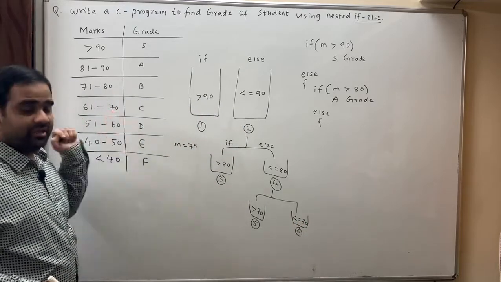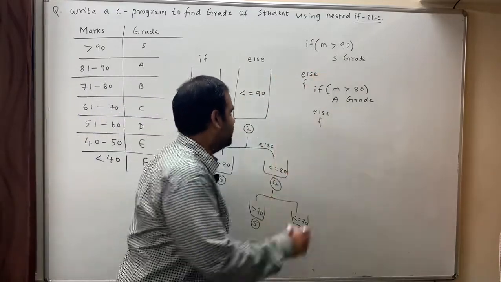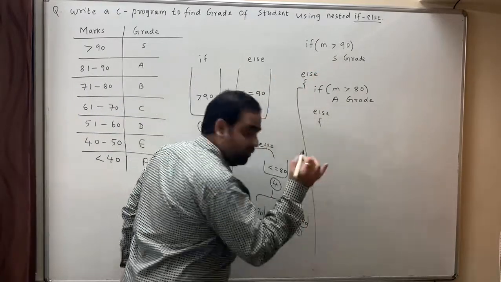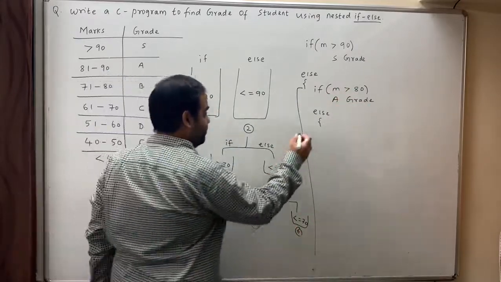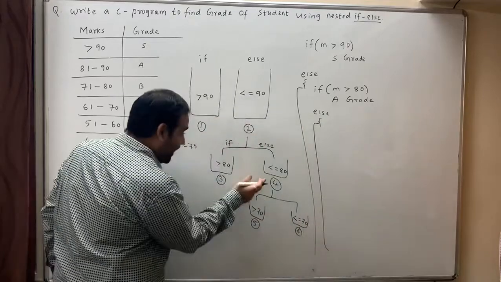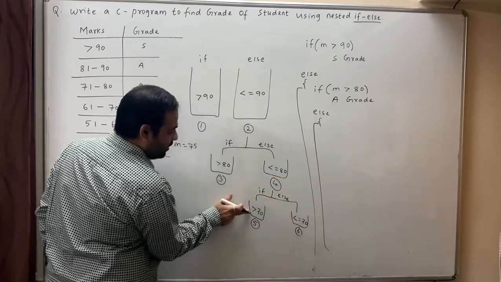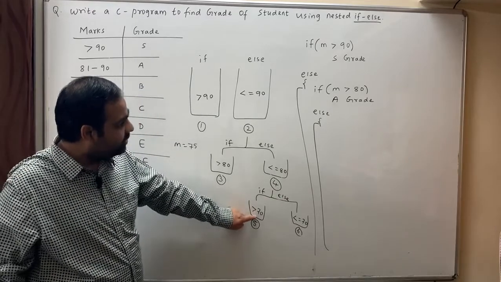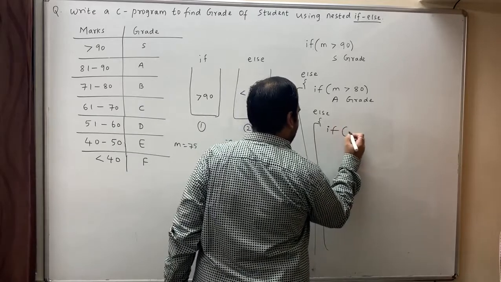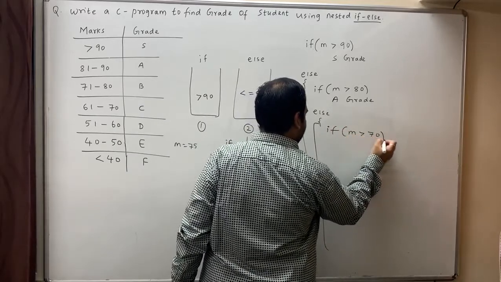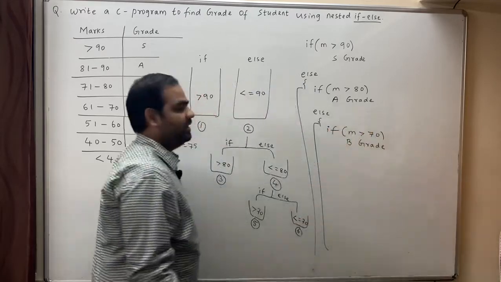By this condition. Now check over here. 75 greater than 90 is false. That means this else should be executed. 75 greater than 80 is false. That means this else should be executed. Now again in this else, this is the if condition and this is the else condition. What is the condition I need to write? If marks is greater than 70. Therefore we write here if marks is greater than 70, then we want to print B grade.